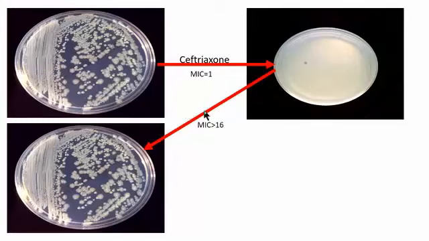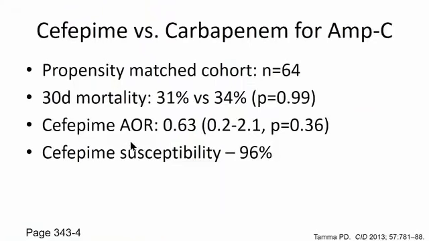So the question is, what do we do when we have these D-repressed mutants now? So we have selected them out, and now we have the D-repressed mutants. Traditionally, we always use carbapenems, because carbapenems we know always works. However, there's also evidence now that cefepime is equally effective.